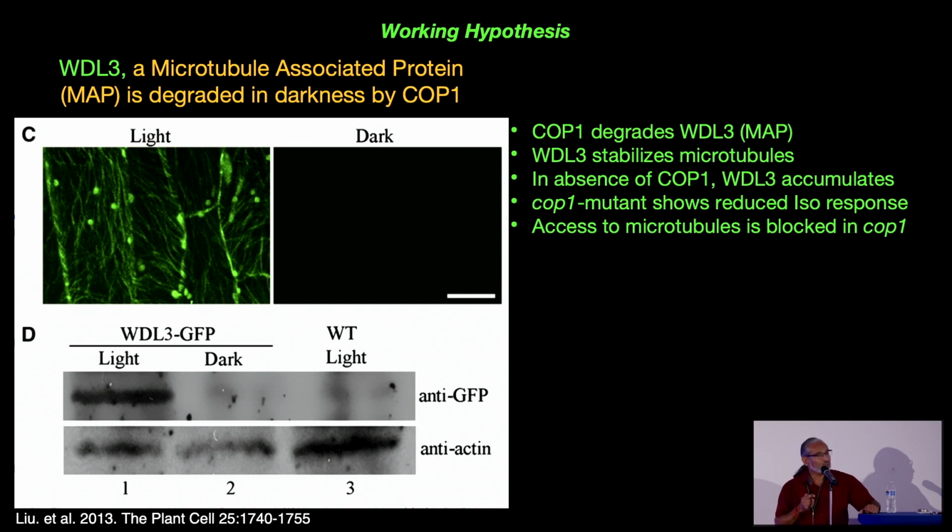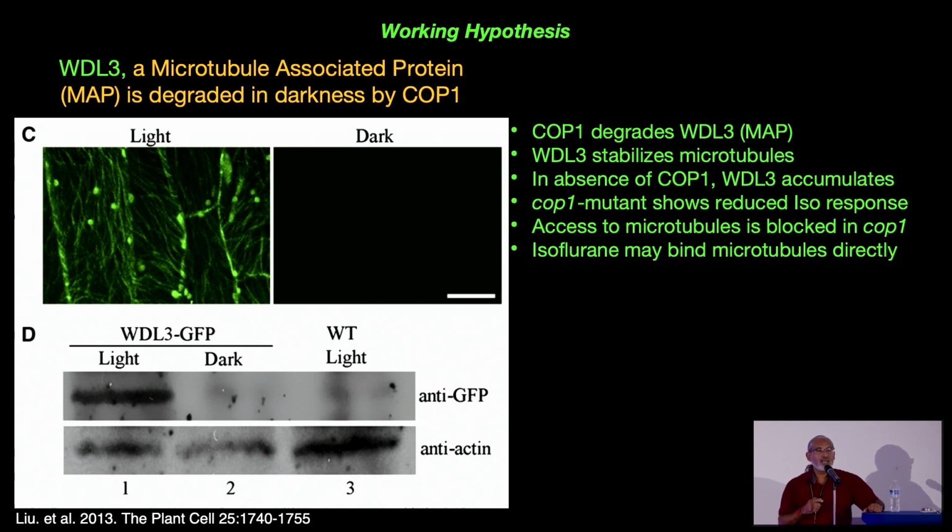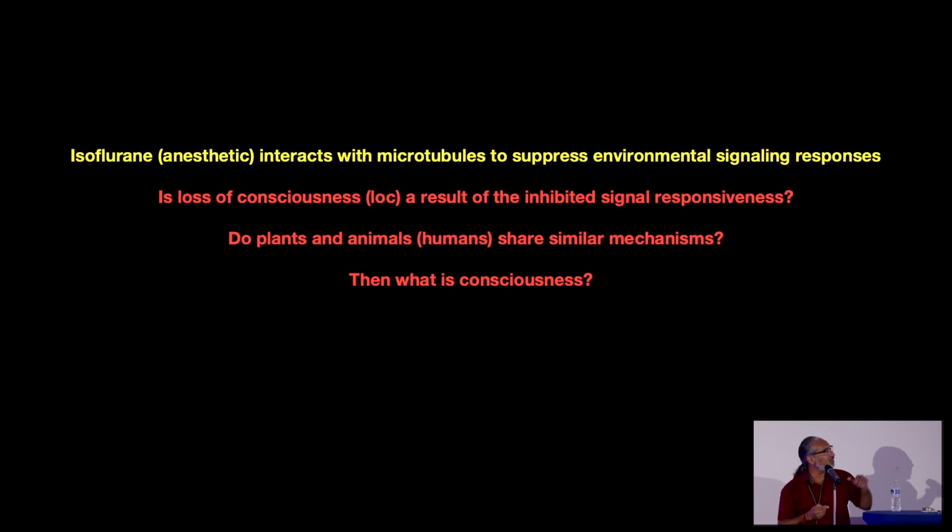So access to microtubules is blocked, which suggests that isoflurane may bind microtubules directly. We are testing this, and one thing is that all of this study is in vivo, and these plants are very much alive and living and doing their normal things. So we are able to study this, because we can put GFP-TUBULIN into plants. It's very hard to do that in the human brain. So it makes it easier to study functions or pathways in vivo.